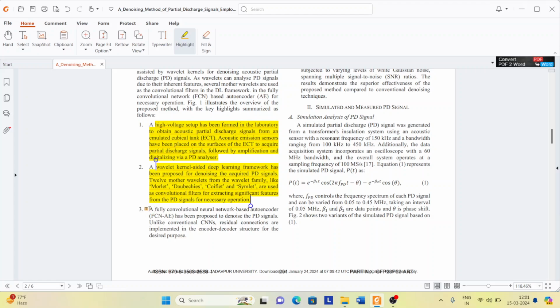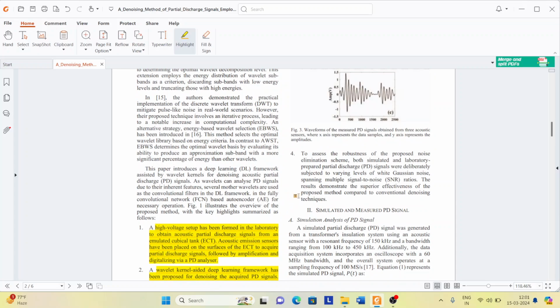Third one is a fully convolutional neural network based autoencoder proposed to denoise the partial discharge signals. Unlike the conventional CNN, residual connections are implemented in the encoder-decoder structure for the desired purposes.